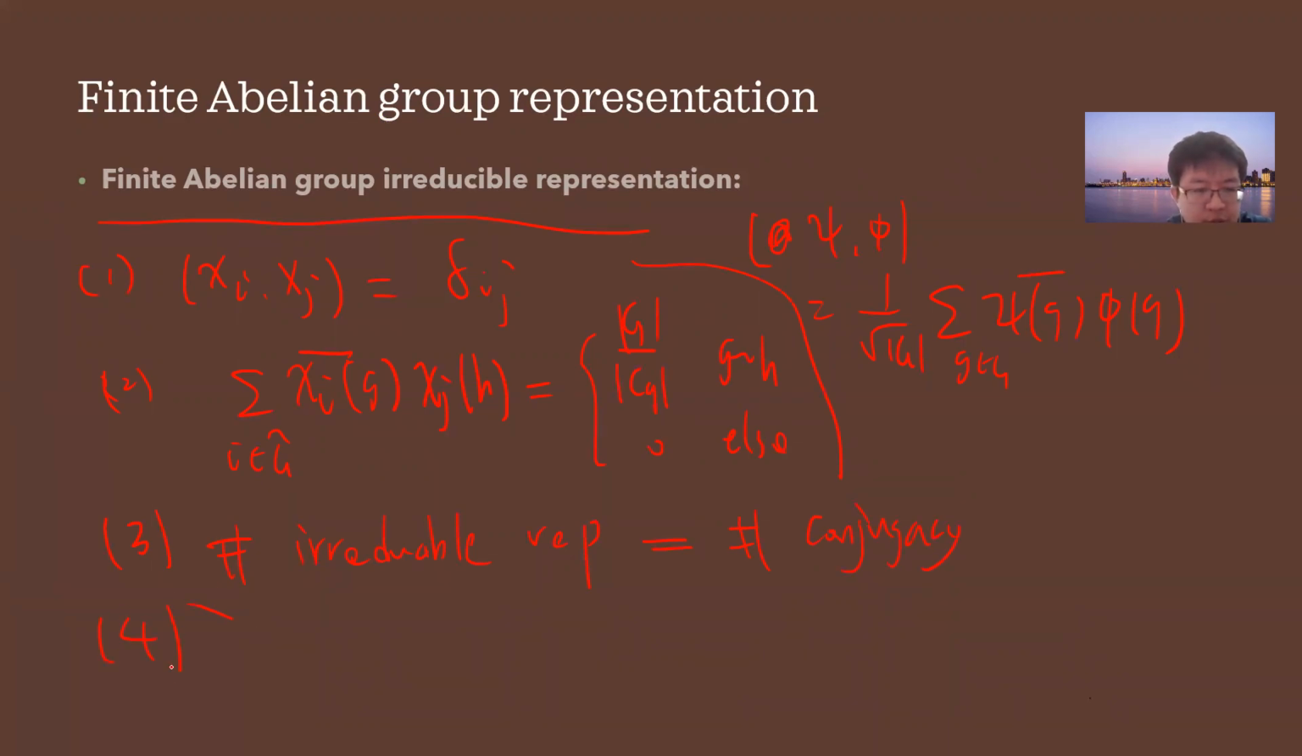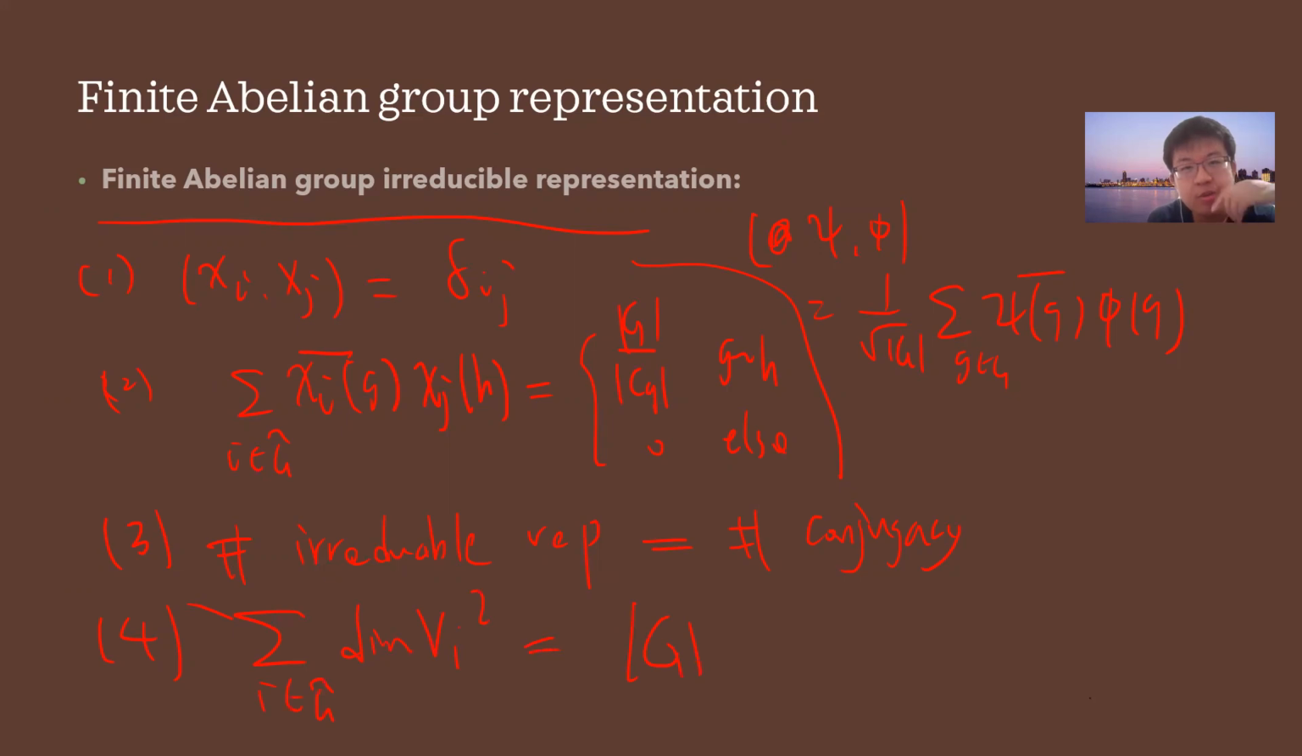The fourth is that the sum of the squares of the irreducible representation dimensions, over i belonging to G hat, where G hat is the set of irreducible representations, is the same as the order of the group G. So these are the 4 important properties that we spent about 2 hours proving.